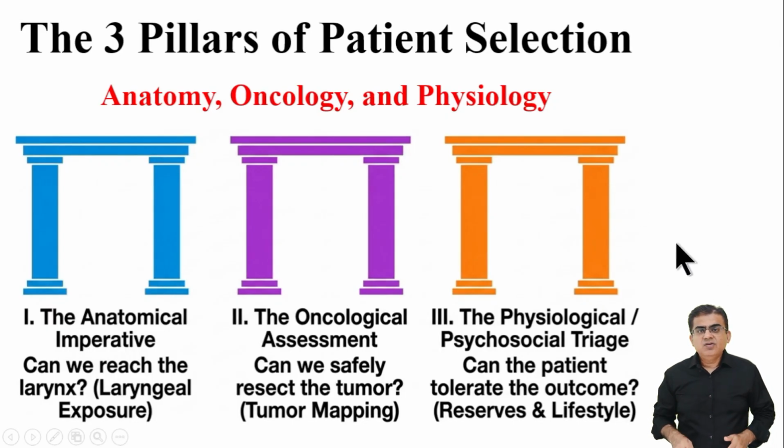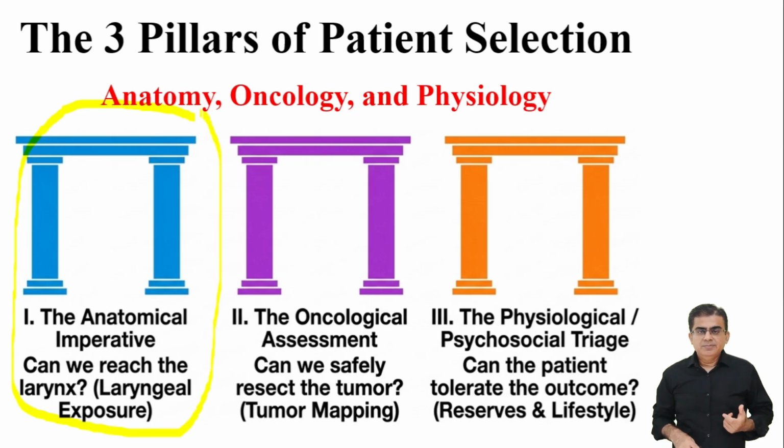These are three pillars for a successful selection of patients for TLM. First is the anatomical imperative. This simply asks one question. Can we physically reach the larynx? For that, we need to evaluate the patient's laryngeal exposure. If we cannot clearly see the entire surgical area, we cannot safely use the laser.